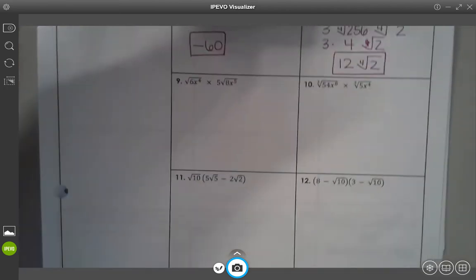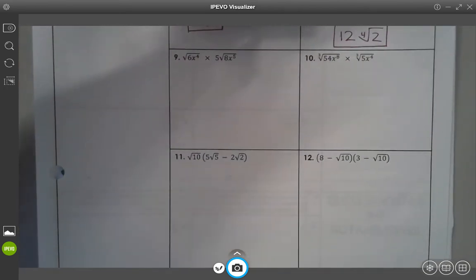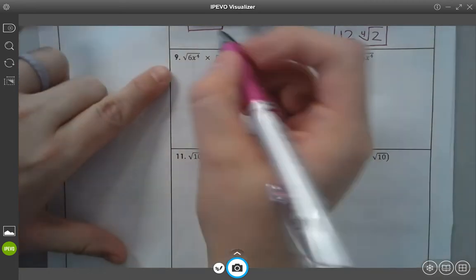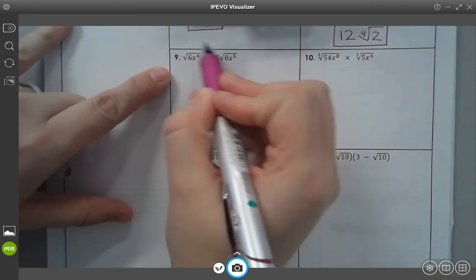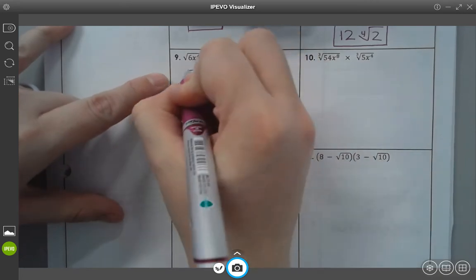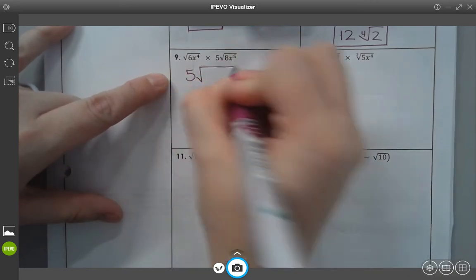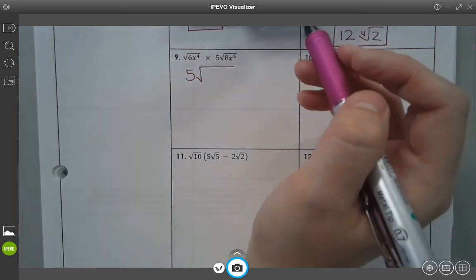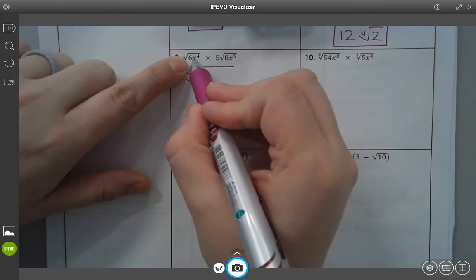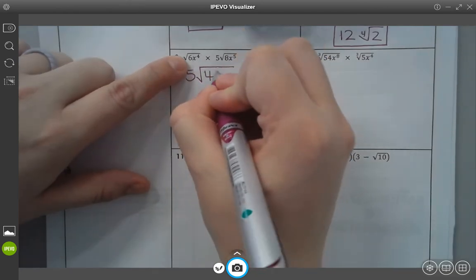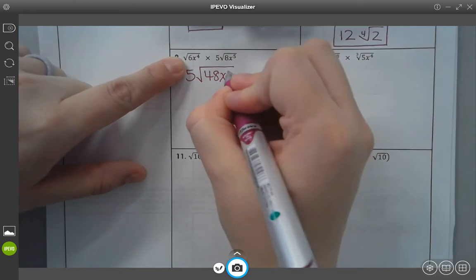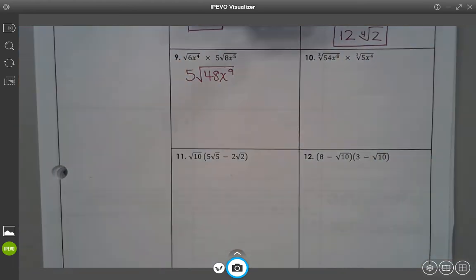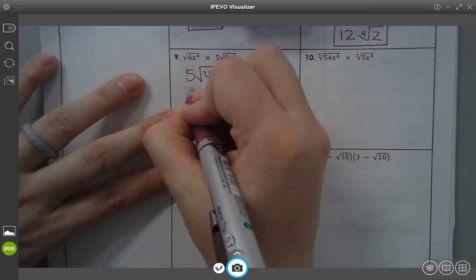Gonna throw in some variables. Back to square roots here. So we have a 5 outside, nothing to multiply by, so just bring down your 5. And we have 48 x to the 9th. Remember, when you multiply variables, you add the exponents.